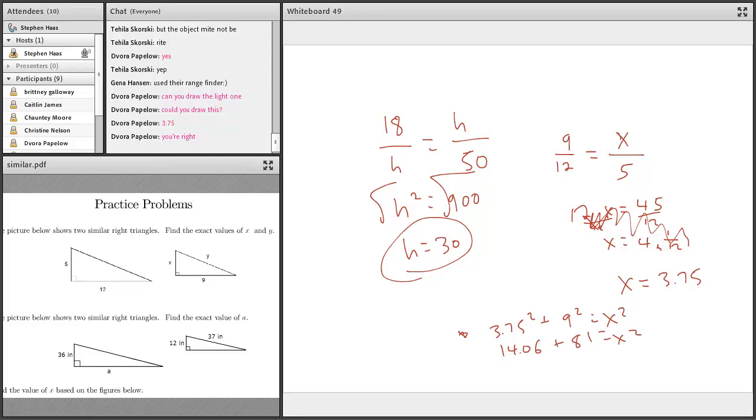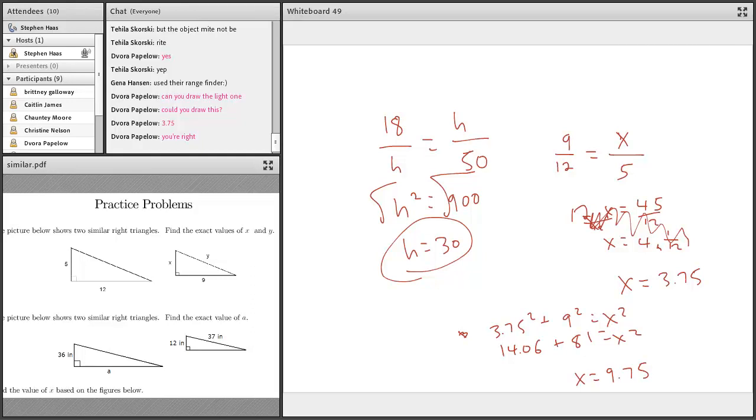So then you would add the two. That would be 95.06. And the square root of that is a little under 10. The square root happens to be approximately 9.75. So x is about 9.75. Actually, I think it's exactly 9.75.